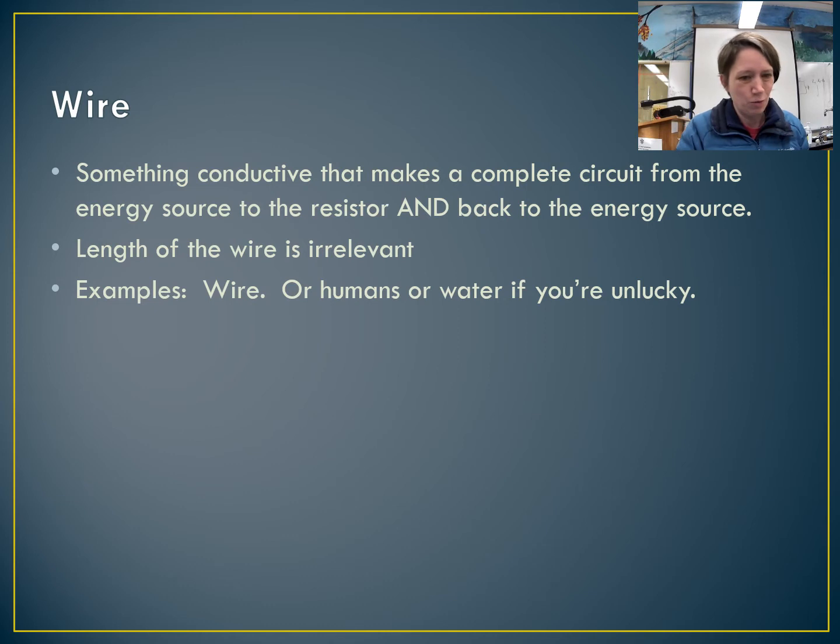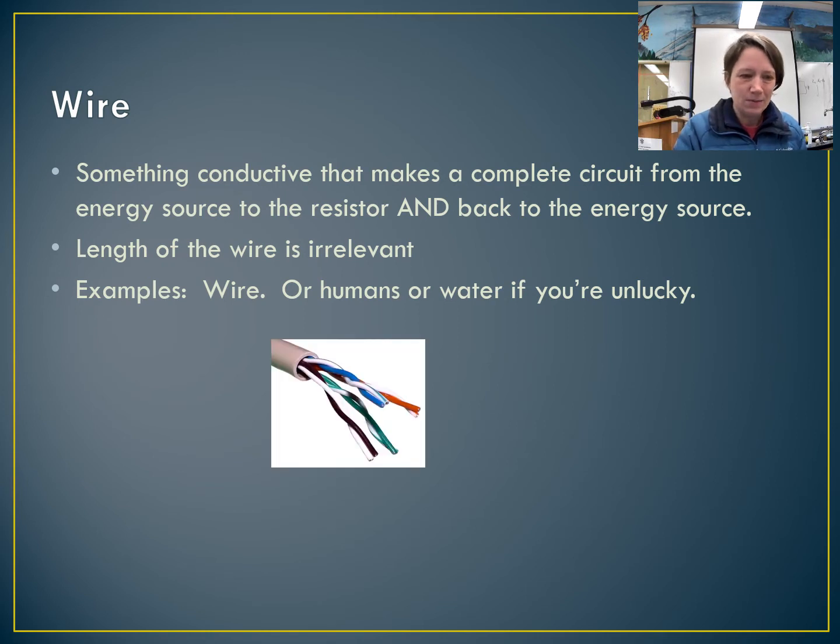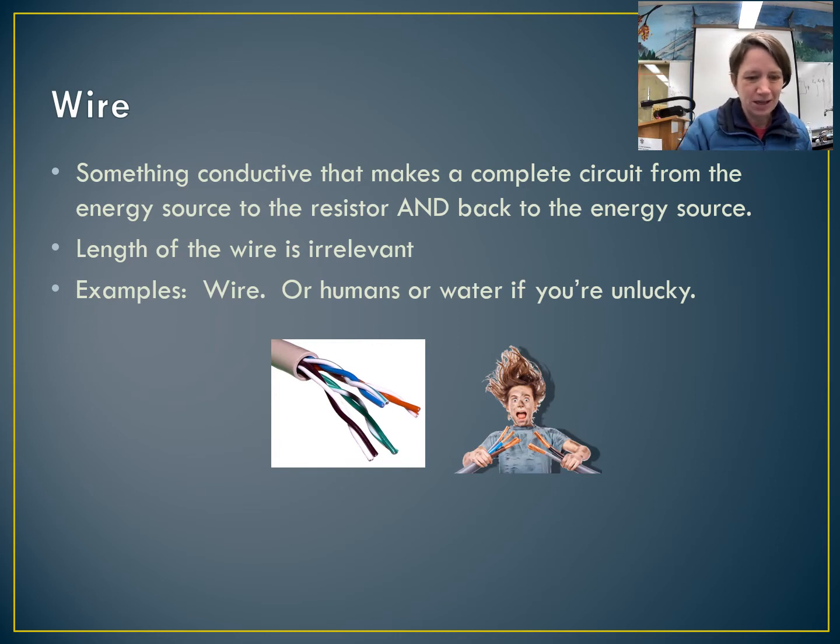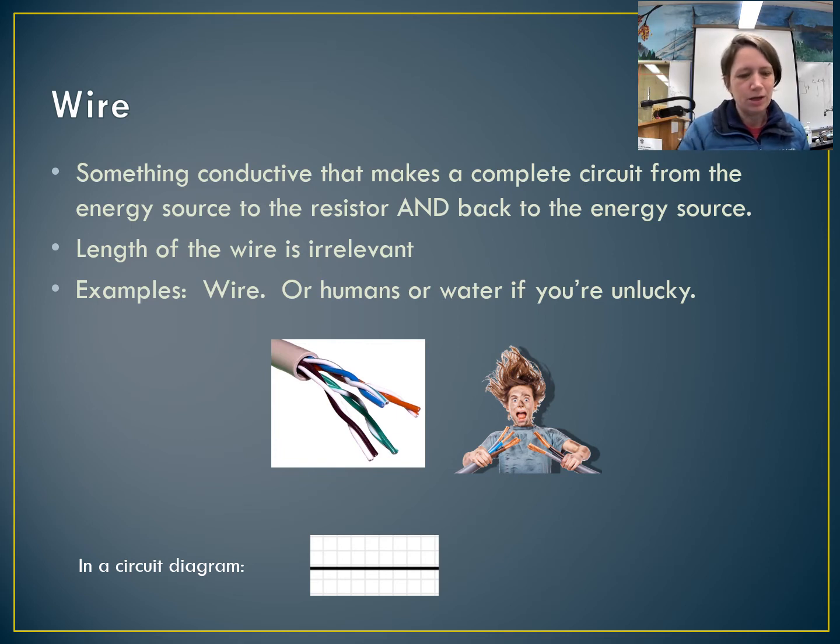Some examples are wire, of course, which is made out of metal. But of course, other conducting objects could act as wire as well. A human could, if you were in bad positions, or you could use water to act as a wire if it has some salt dissolved in it. So there you go. Those are things that could be wire in your circuit. In the circuit diagram, wire is just drawn with a plain straight line that connects things.